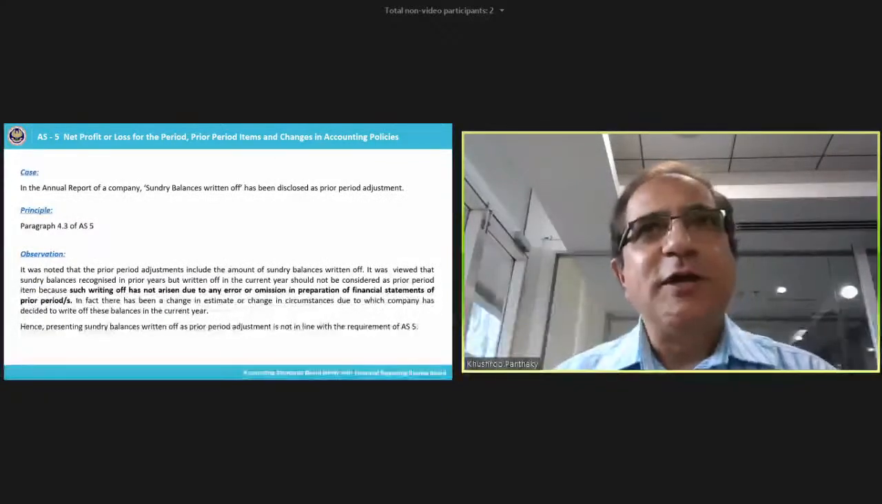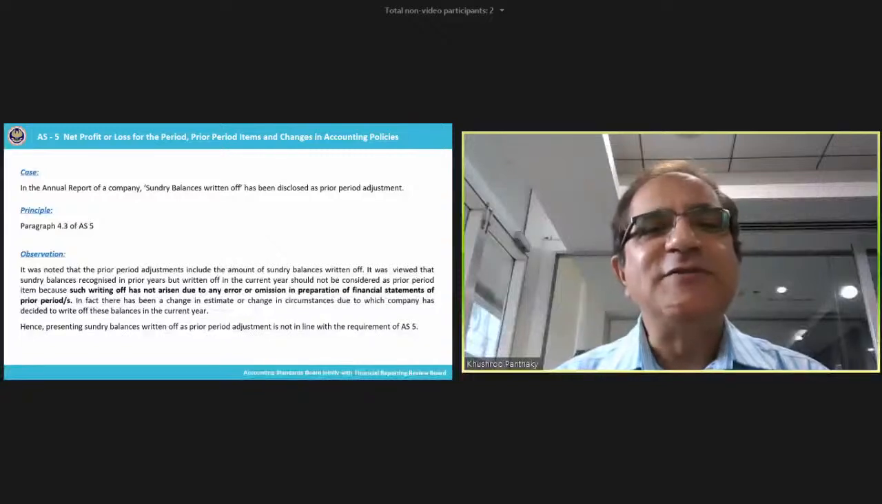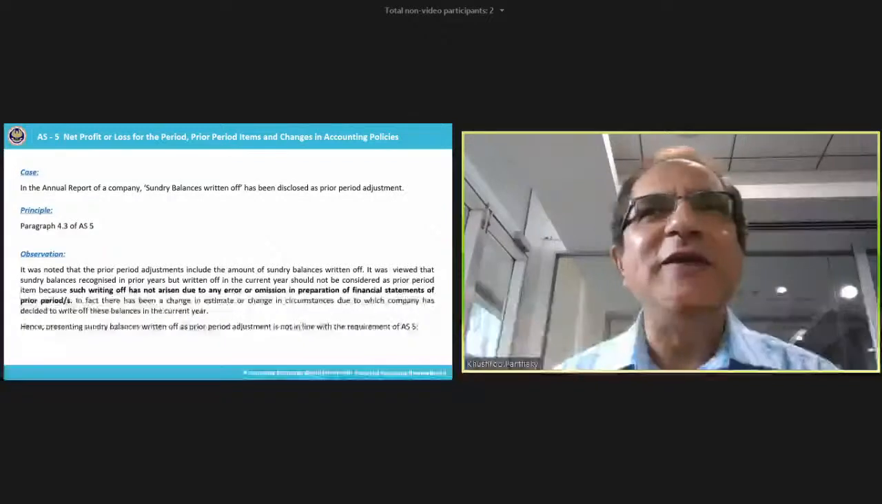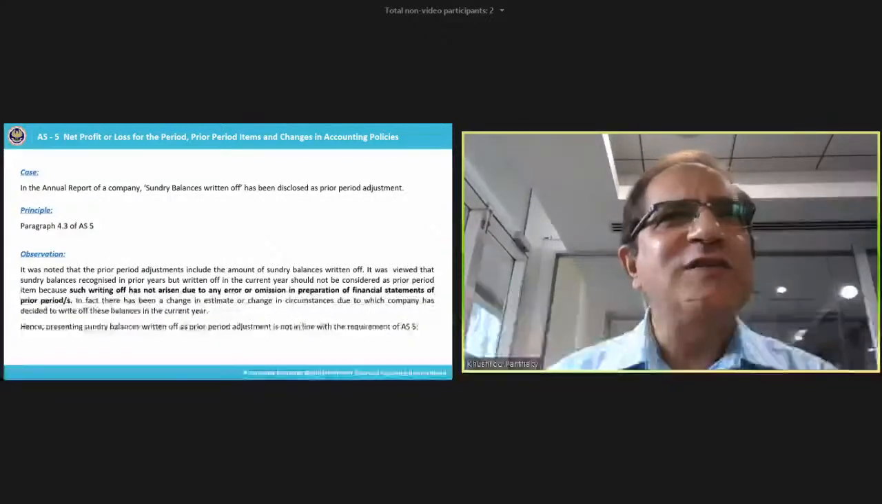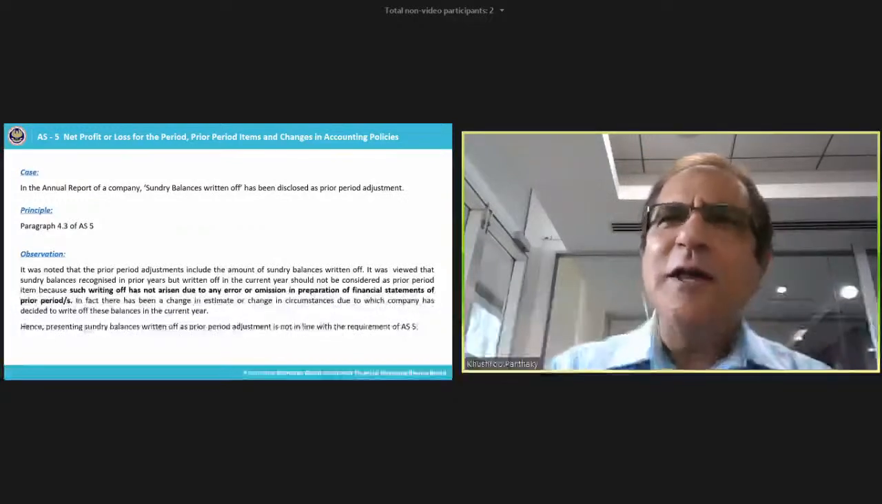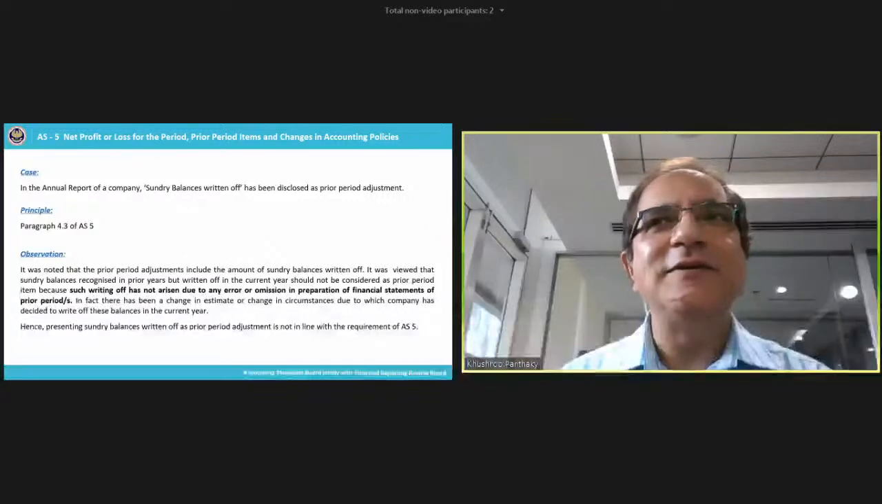Look at the next particular observation or the case. Again, in one of the annual reports of a company, it says sundry balances written off being disclosed as a prior period item. Now, what are these sundry balances being written off? Many a times you have got small balances lying under debtors, lying under creditors. They relate to the earlier periods. But there is no error or omission happening in the earlier periods.